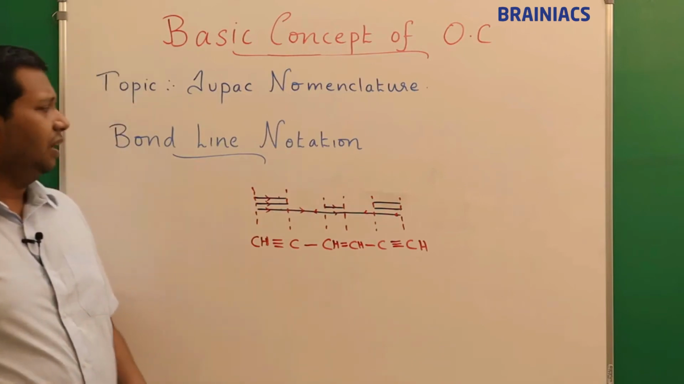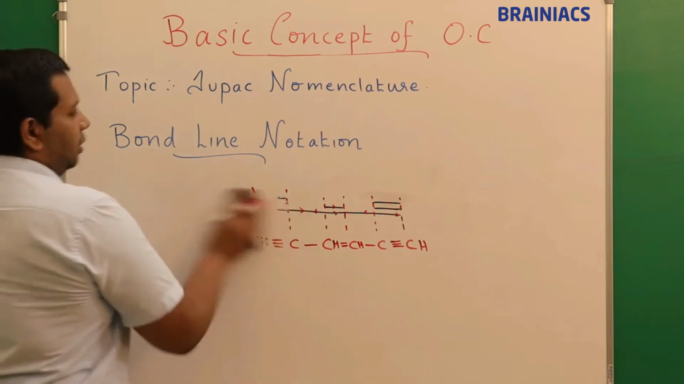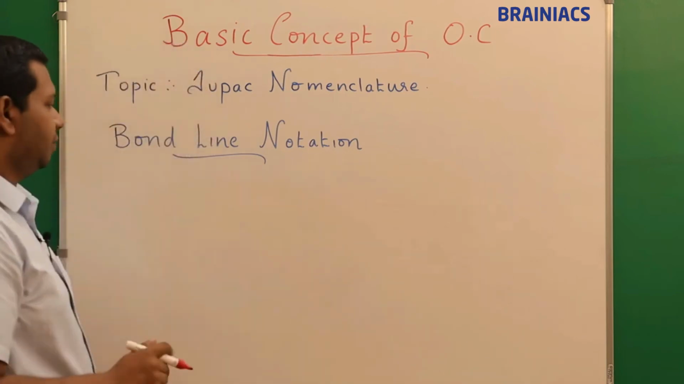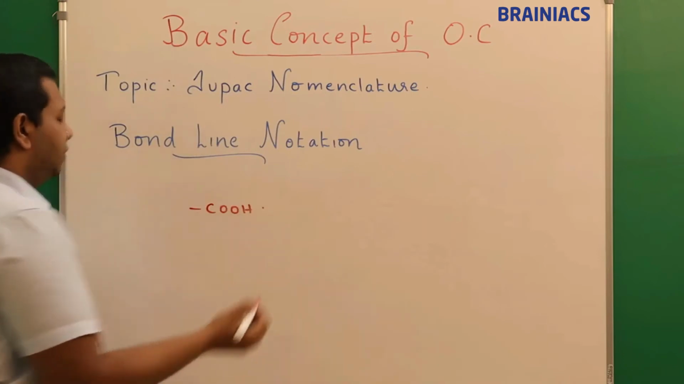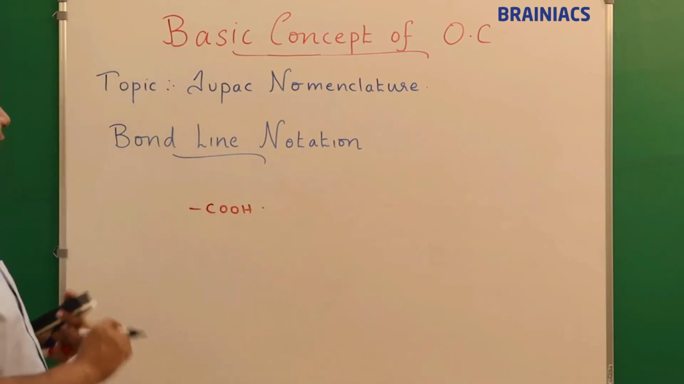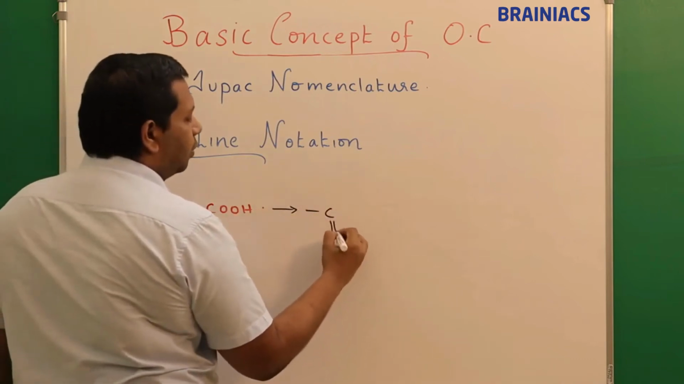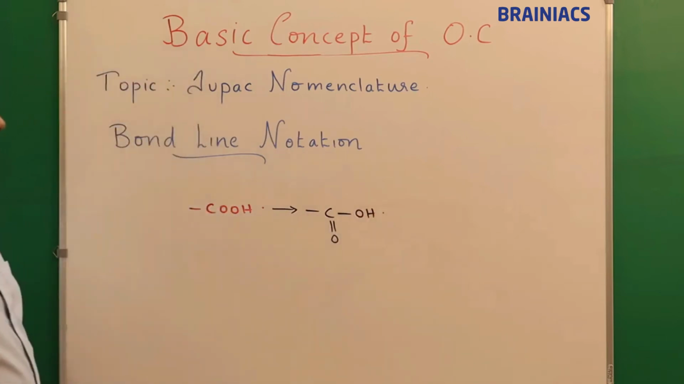Okay. Then another important thing, sometimes they will represent the functional groups also in bond line notation. For example, you know this is carboxylic acid, COOH, correct? This is carboxylic acid. Now this can be represented in different ways. Sometimes they represent this by C double bond O, and OH. This is one way of representing.